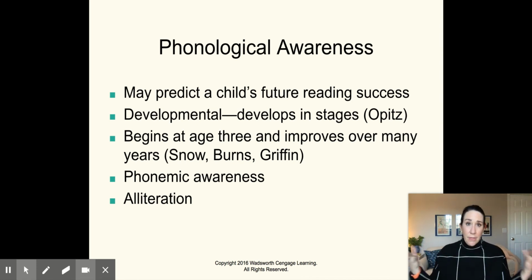Phonological awareness develops in stages, begins at 3 and improves over many years. Phonemic awareness is being able to hear those little sounds. Alliteration is when you use sounds over and over again. So the bright bear, the blue bear boarded the bus to Birmingham. That's alliteration, using the same sound over and over again.